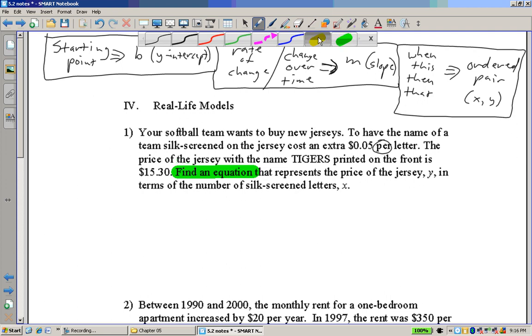Let's look at some of the information that we see. Softball team, great. Name of the team, cost an extra 5 cents per letter. That's very important. The price with the name Tigers is $15.30. That's also important. So we see 2 main things that they've given us here. First one is extra 5 cents per letter. Now again, starting point, 5 cents per letter? No. Rate of change or change over time? Yes. So m equals 5 cents.